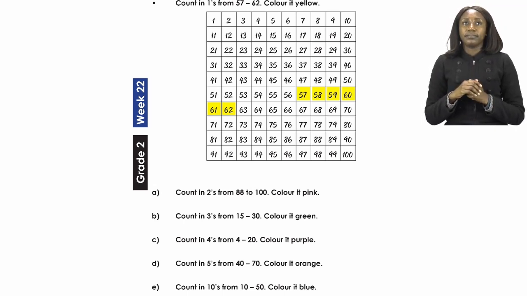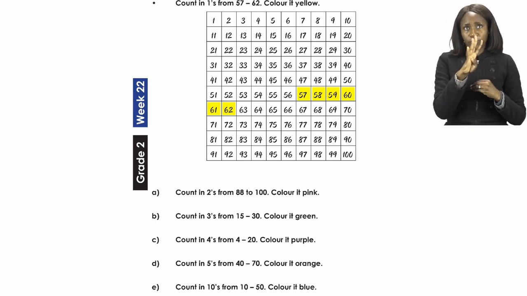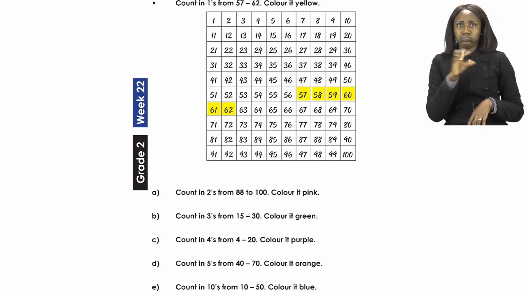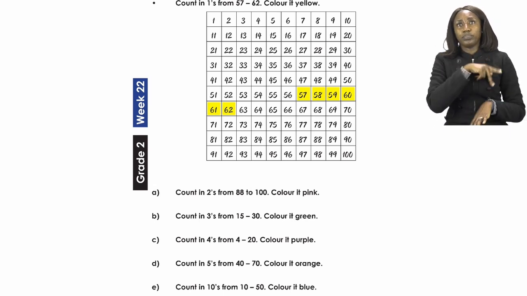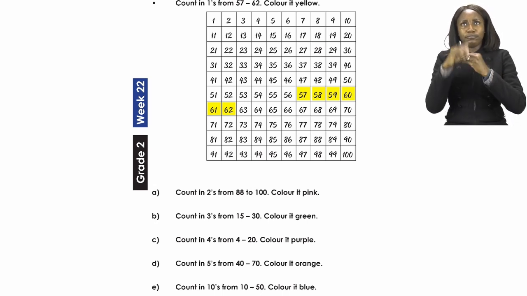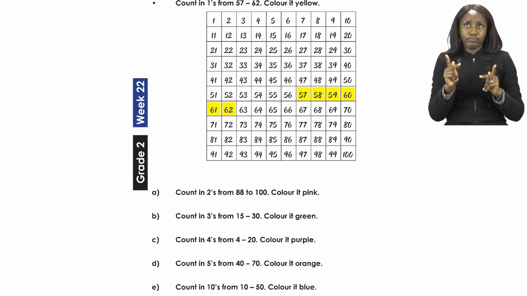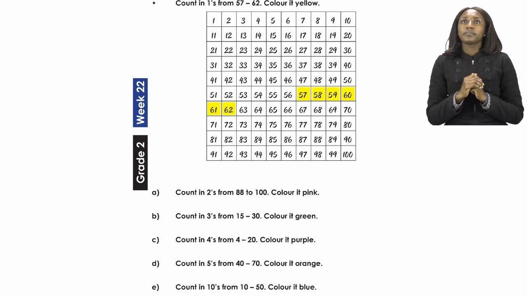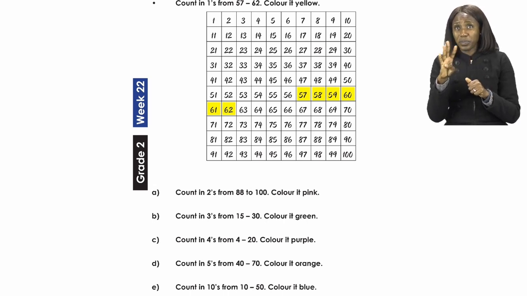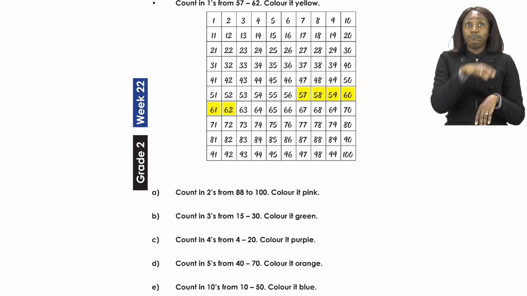For C, they are asking you to count in fours. You are going to use the color purple. You're going to start from the number 4 all the way to the number 20. You can use 4 fingers to count or you can use your number chart. Remember, you're only going to count the number you land on and not all the numbers. You are counting in fours.